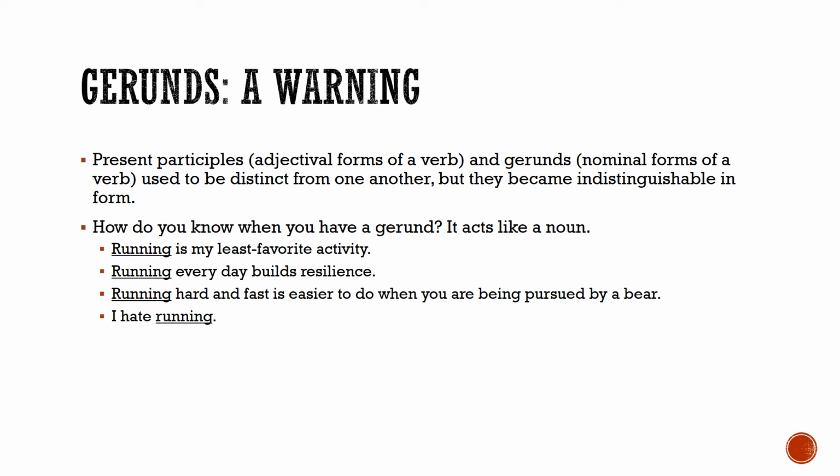So now I have gerunds, a warning. Now participles, the adjectival forms of a verb, and gerunds, nominal forms of a verb, used to be distinct from one another, right? I'm talking here about the present participles. But they became indistinguishable in form. Now, how do you know when you have a gerund instead of a participle?